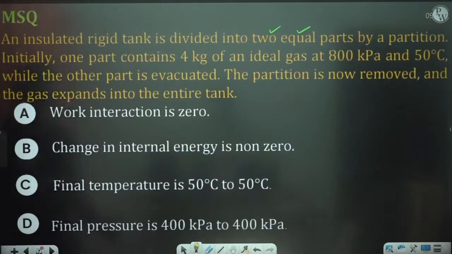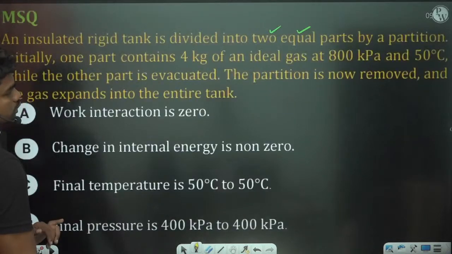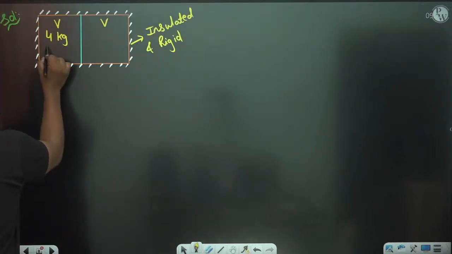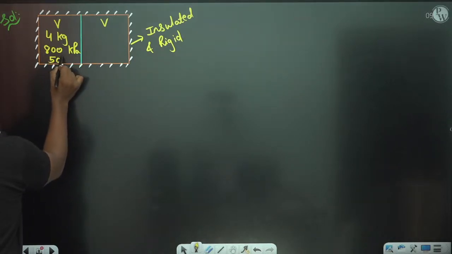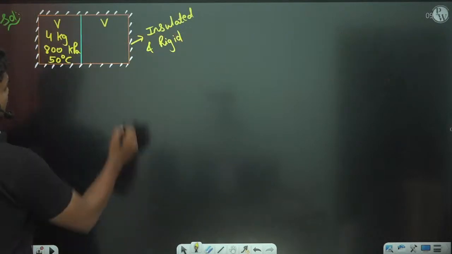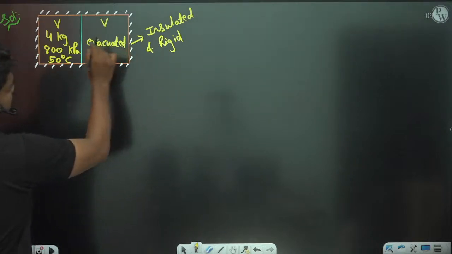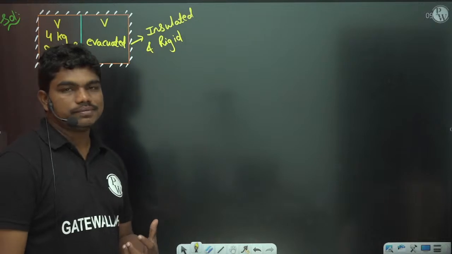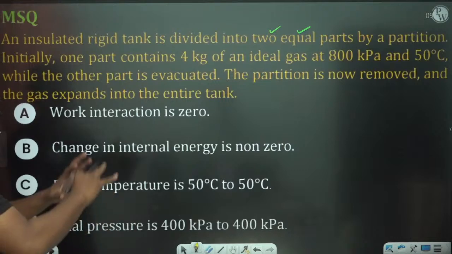Then one part contains 4 kgs of an ideal gas at 800 kilopascals and 50 degrees Celsius. So this consists of, let us suppose, 4 kgs of ideal gas at 800 kilopascals and 50 degrees Celsius, while the other part is evacuated. Evacuated means there is a vacuum in this. No mass is actually present in that. Then the partition is now removed and the gas expands into the entire tank.